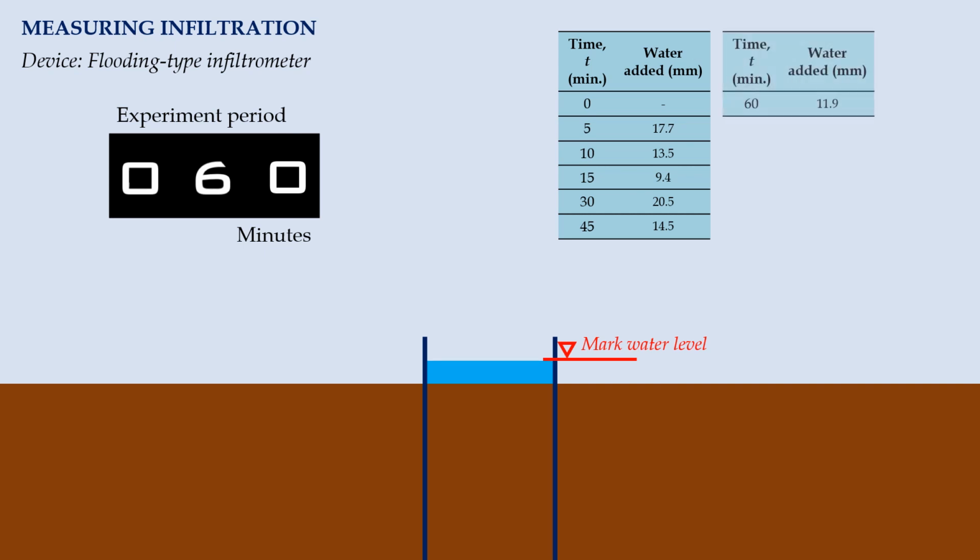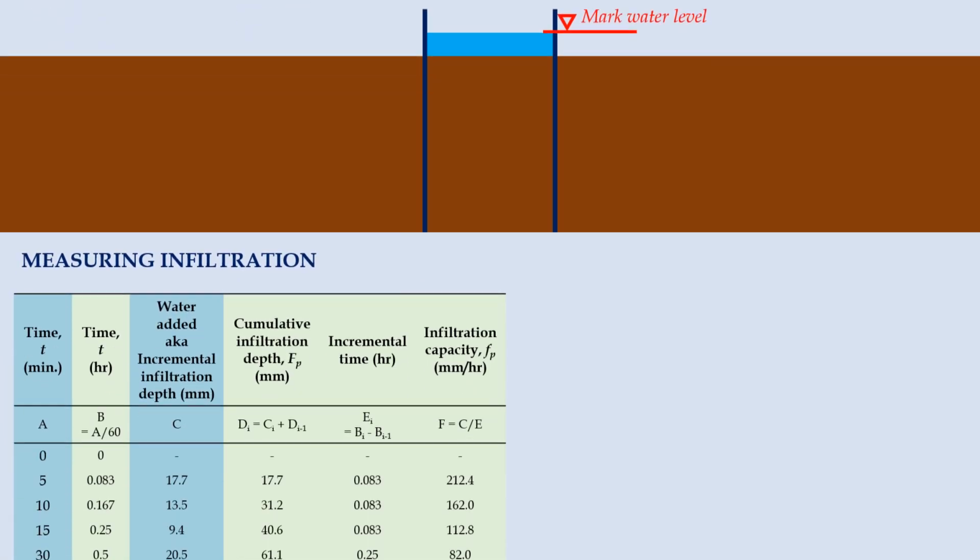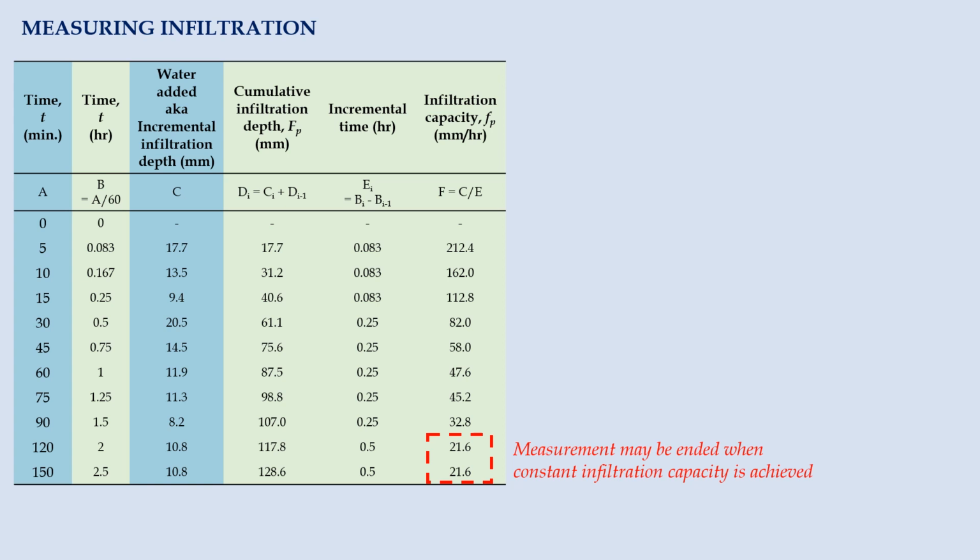During this process, we need to monitor the volume of water added and the time passed from the last addition. The infiltration capacity of soil equals the volume of water added divided by the time interval. The measurement can be ended when the infiltration capacity remains the same.